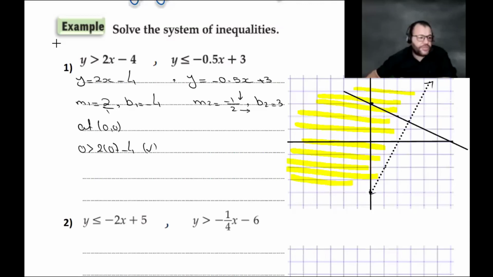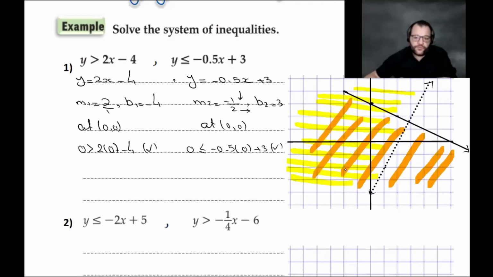Which part will be shaded? Below the line, because y is smaller than. So we'll shade the part below the line, or we can use the point 0 and 0. 0 is smaller than or equal to negative 0.5 times 0 plus 3. Yes. So we'll shade the part which contains the point 0 and 0. So all of this part will be shaded.